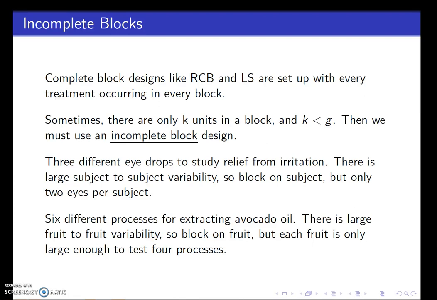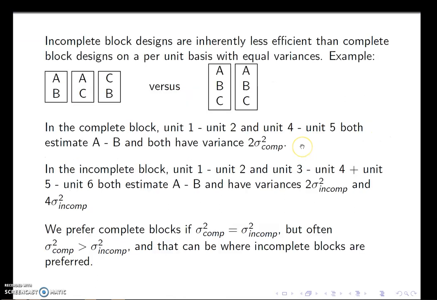Similarly, we have 6 different processes for extracting avocado oil. There's a lot of variability in the avocado oil content from fruit to fruit. But each avocado is only large enough to test 4 processes rather than the full 6 replications. So again, incomplete. Incomplete block designs are going to be less efficient than complete block designs, but we have to do it this way. I mean, we just saw 2 examples where we don't have a choice. We have to have incomplete replication.